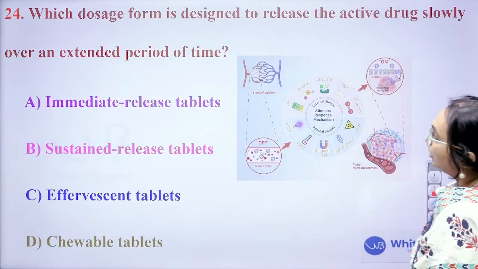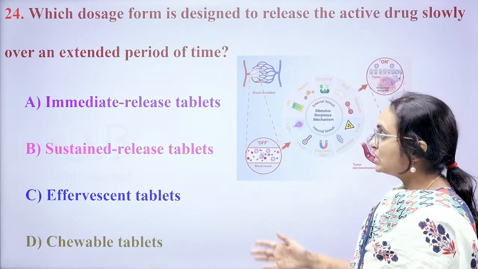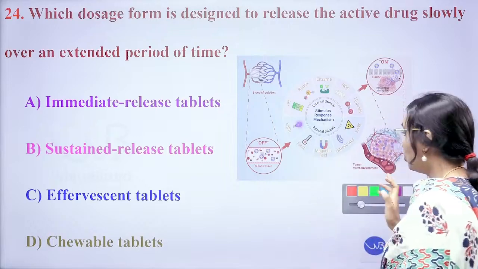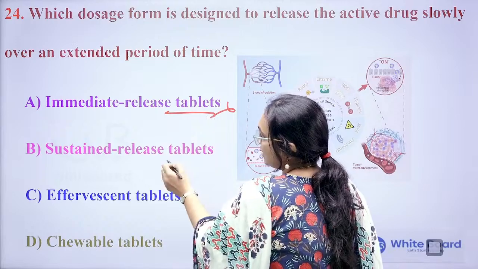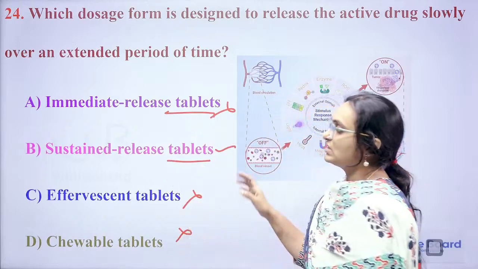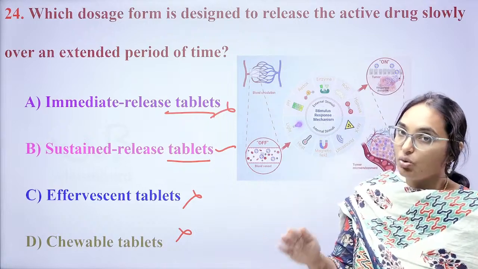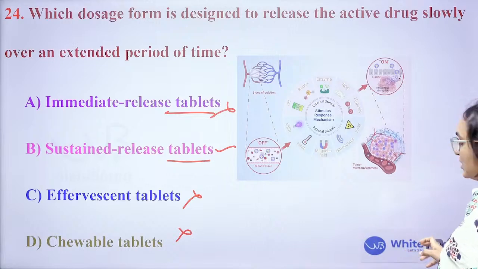Next question. Which dosage form is designed to release the active drug slowly over an extended period of time? So, slowly the drug will be released in immediate release tablets? No. Sustained release? Yes, slowly. Effervescent? No. Chewable tablets? No. Sustained release tablets means the drug is released slowly over a period of time. So, here answer is B.